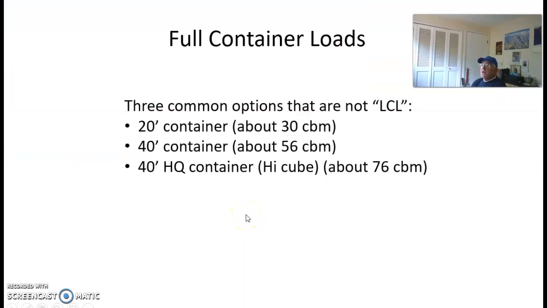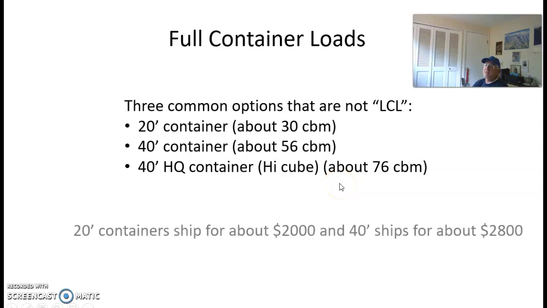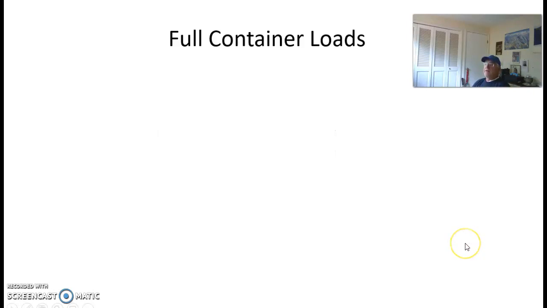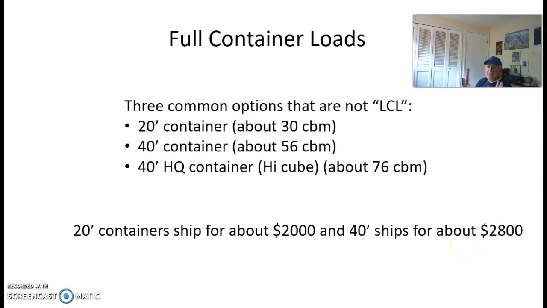So these are the common ones. These are non-less than container loads. We were talking about a 20-foot container and a 40-foot container. They have a 40-foot high cube. There are several other types of containers, but these are the common ones. And we already decided that $2,000 is roughly the price for a 20-foot container, and $2,800 is roughly the price for a 40-foot. These might be a little bit low. They might be inaccurate. For now, I'm just coming up with rough prices. High cubes are not very much more than the 40-foot. So I'd say maybe $3,000 for a high cube.